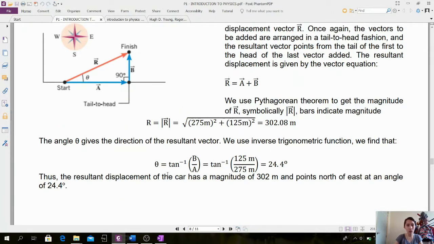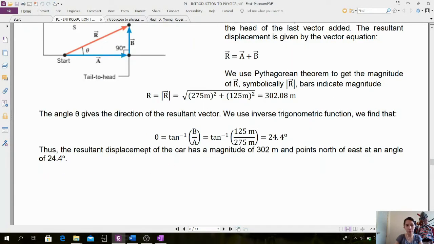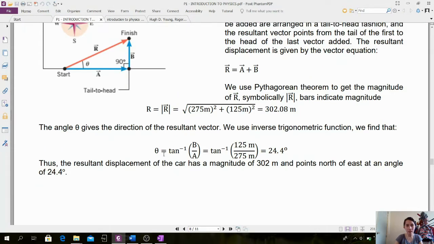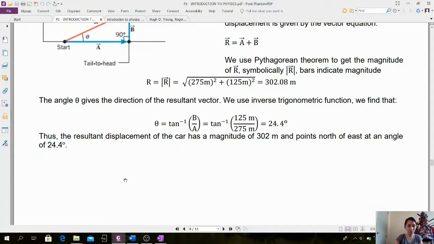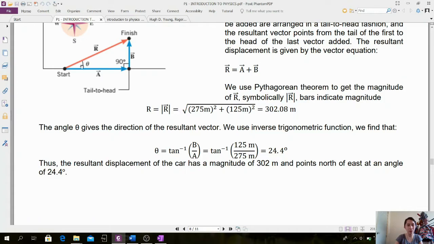As for the direction, we can use the arctangent function. This is the arctangent of the opposite side over the adjacent side. So that is the arctangent of 125 meters over 275 meters, which is equal to 24.4 degrees. Thus we can say that the resultant displacement of the car has a magnitude of 302.08 meters and points northeast at an angle of 24.4 degrees.